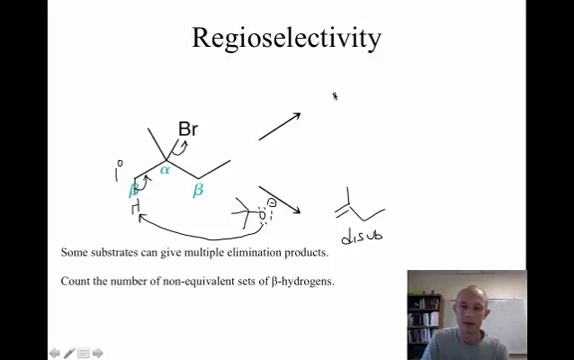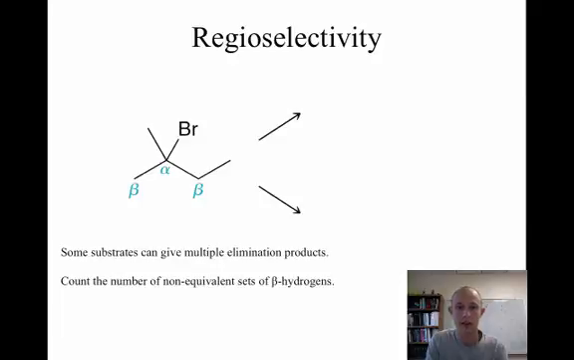So remember, this gave a tri-substituted alkene, right? So small bases like methoxide or hydroxide tend to give the more stable product. Large bases like potassium or sodium tert butoxide will give the less substituted alkene because they're going to abstract a hydrogen that's less substituted.